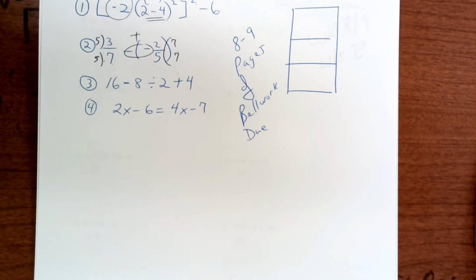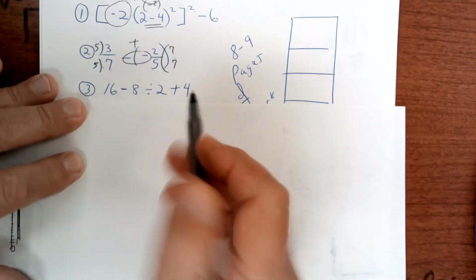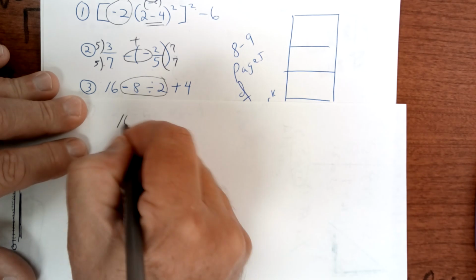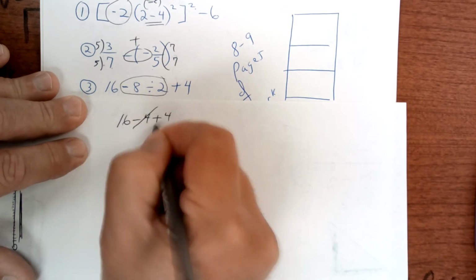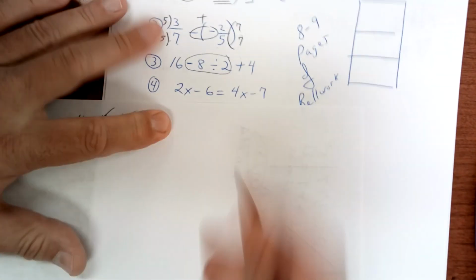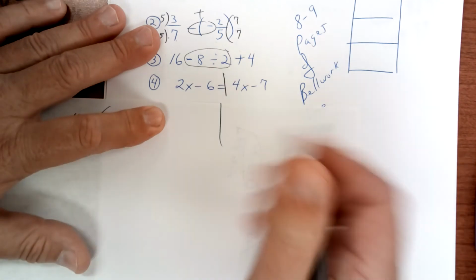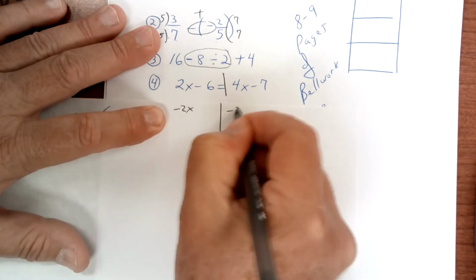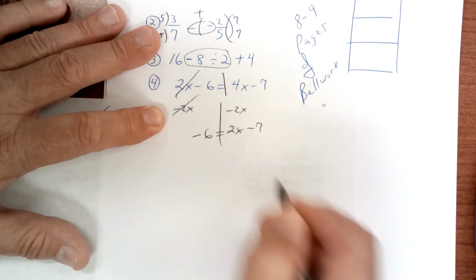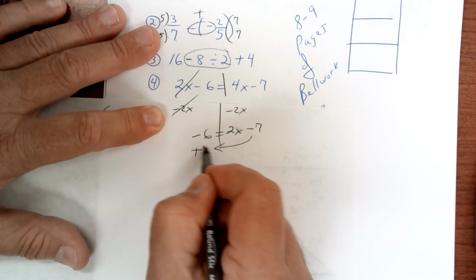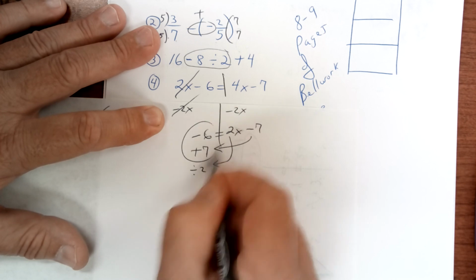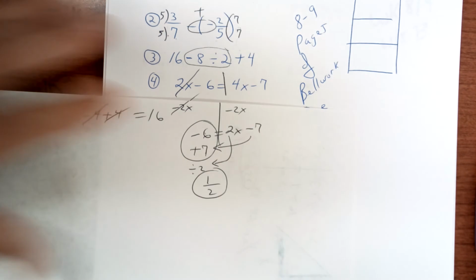This one right here is order of operations. Well, division comes first. So -8 divided by 2 is a -4. This cancels. So I get 16. This one right here is variables on both sides. So I'm going to subtract 2x from both sides. And when I do, I get this. Now I have a two-step equation. I'm going to add 7 and then divide by 2. When I add 7, I get 1. Divided by 2, I get my answer, and there it is.